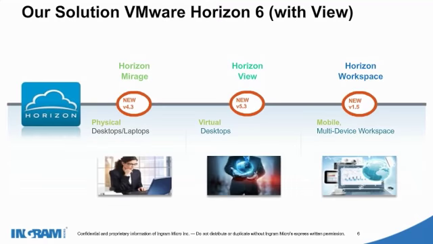With that being said, our solution is VMware Horizon 6 with View. That is composed of three simple products: Horizon Mirage, Horizon View, and Horizon Workspace. And we're going to dive a little bit deeper into that today so you can get a better understanding of what these products actually do and how they will help you increase your revenue and also fix a lot of your business problems as well.